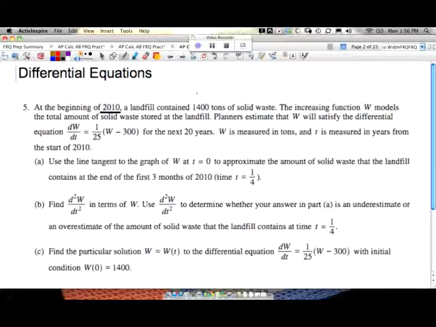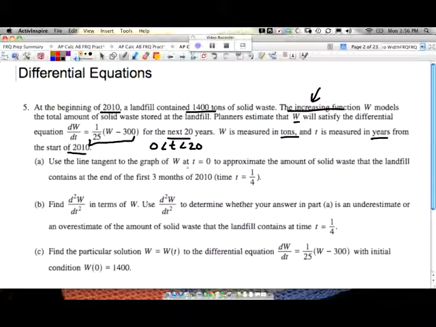Differential equations. At the beginning of 2010, a landfill contained 1,400 tons of solid waste. Increasing function, alright, so they already told us W models the total amount of solid waste stored in the landfill. Planners estimate W will satisfy the differential equation dW/dt equals this for the next 20 years. Alright, so now I'm looking at t going from 0 to 20. That's interesting. W is measured in tons. t is measured in years from the start of 2010.